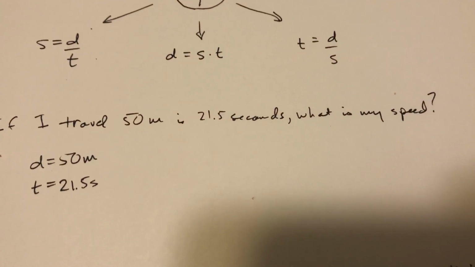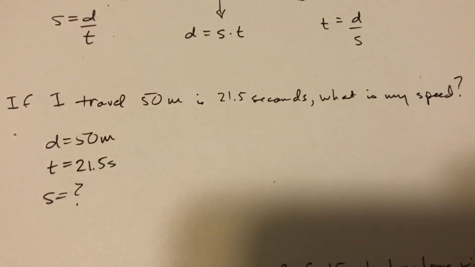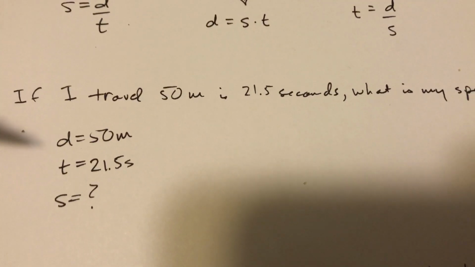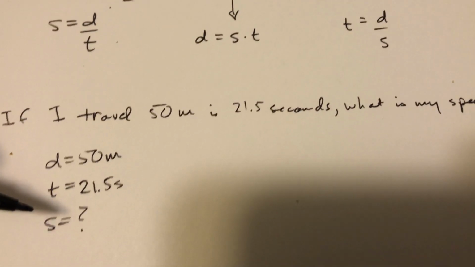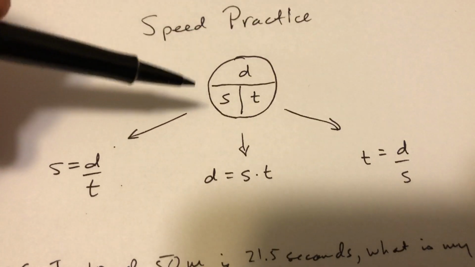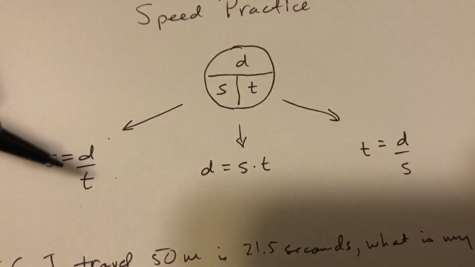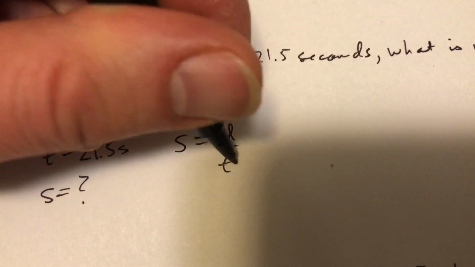And then the question is, what is my speed? So I write down S equals question mark. So these are the three variables I have, which I'm sure isn't a huge surprise. But if I want to know what speed is, I'm going to look up here and see that that's my unknown. I've got two knowns, d over t. Sure enough, that's this equation right here. So I'm going to write that down: S equals d over t.